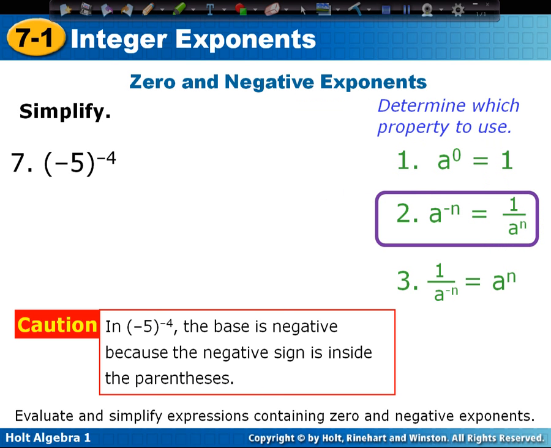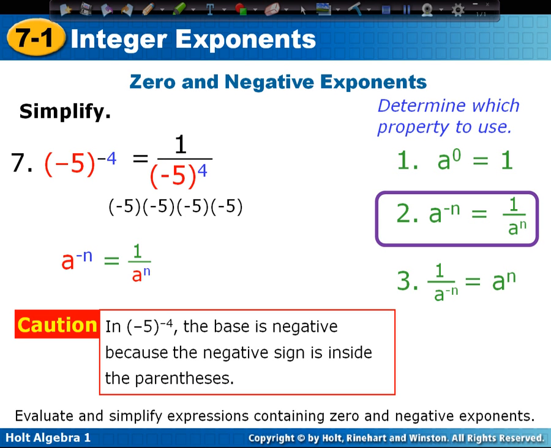And we're using property number 2. And at the bottom it says caution, in parentheses -5 to the -4. The base is negative because the negative sign is inside the parentheses. So we're going to say 1 over -5 to the +4 power. So -5 to the 4th power is -5 times -5 times -5 times -5. And that gives us 1 over 625. Take a minute, make sure you have this copied down before you move on to the next example.